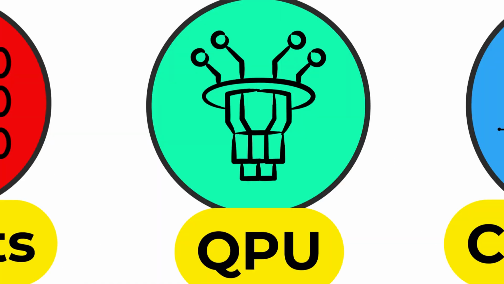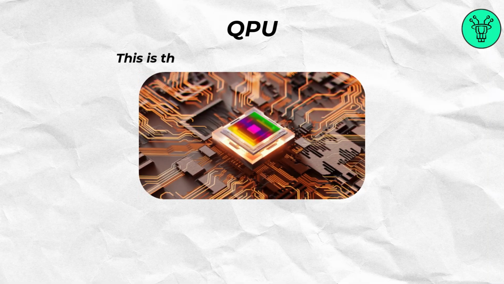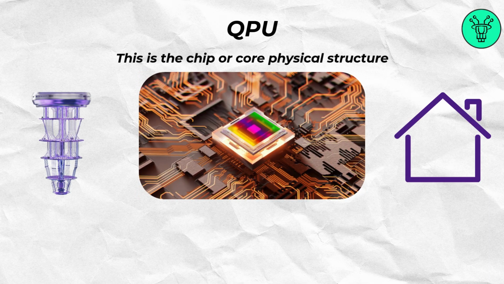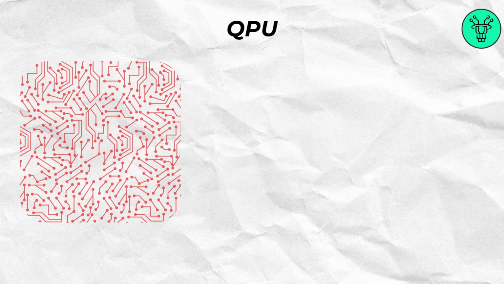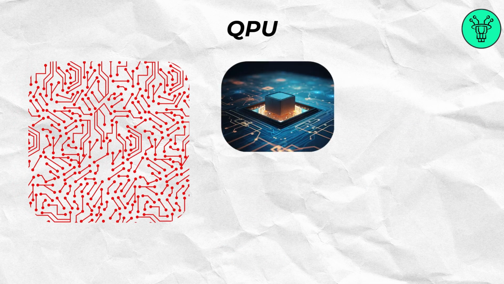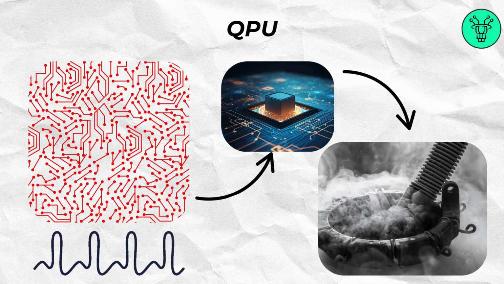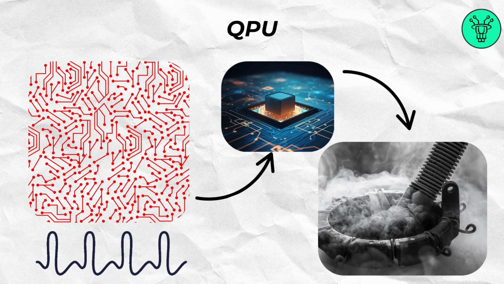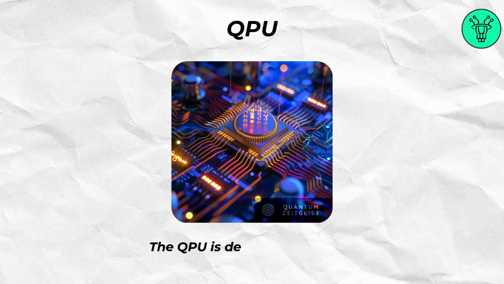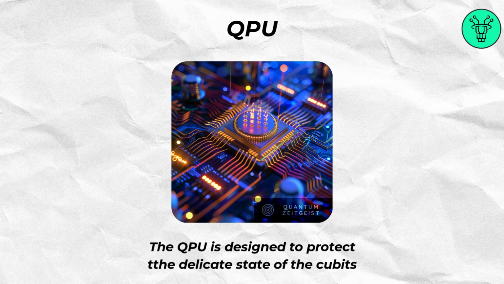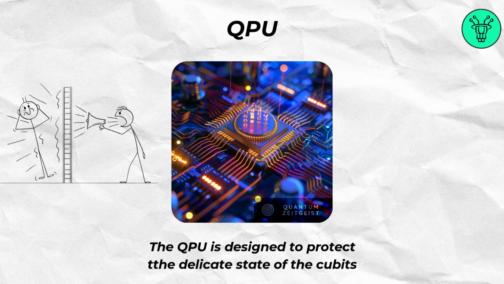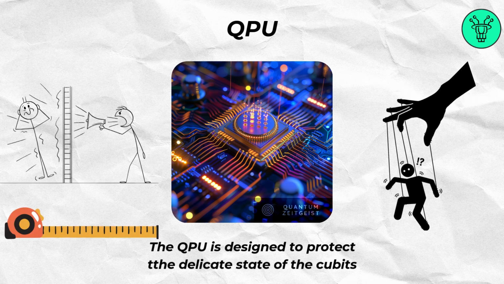Quantum Processing Unit, QPU. This is the chip or core physical structure where the qubits are located, housed, and interact with each other. The design of a quantum processor depends heavily on the type of qubits being used. For example, superconducting QPUs have intricate circuits cooled to near absolute zero, while trapped ion QPUs use electromagnetic fields to hold ions in place. The QPU is designed to protect the delicate quantum states of the qubits from external noise and to allow for precise control and measurement.